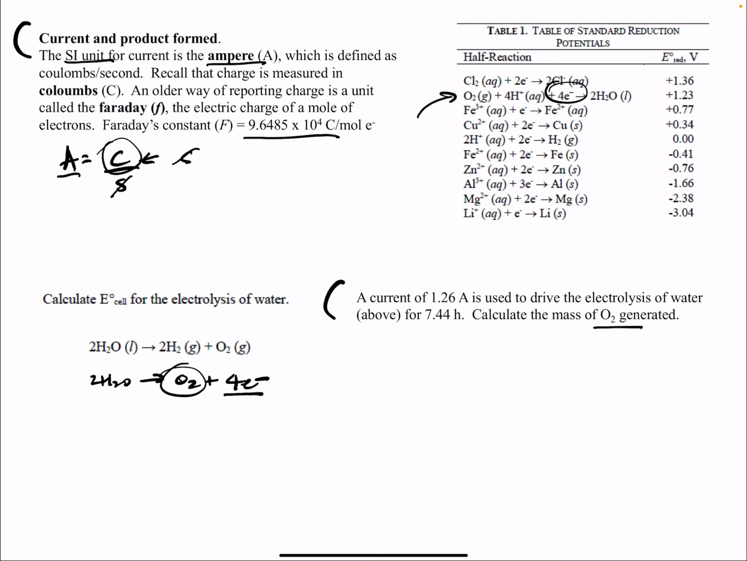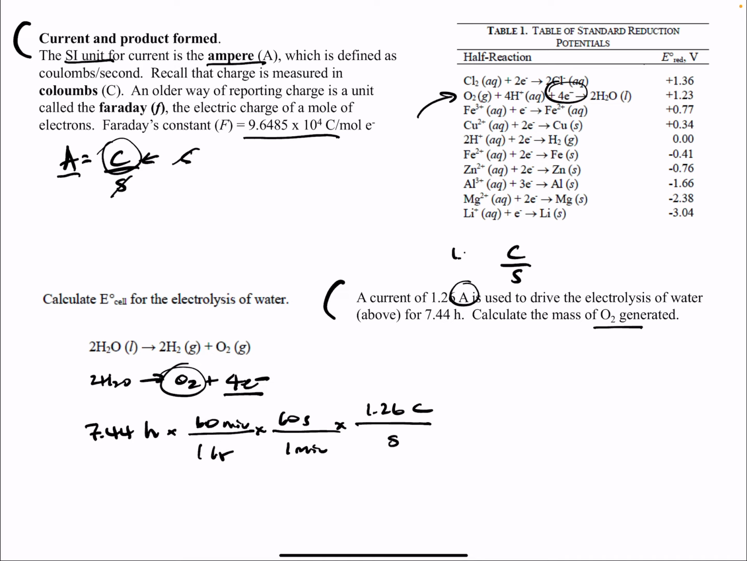So then let's see, current. I'm going to start with the time. So we have 7.44 hours. I know I need to get to seconds because amperes are coulombs per second. So 1 hour is, we'll do it the long way, 60 minutes. 1 minute is 60 seconds. Now we're in seconds. So now I can multiply by 1.26 coulombs per second, right? As soon as I see big A, I know it means coulombs per second. So now seconds are going to cancel, and I'm in coulombs.